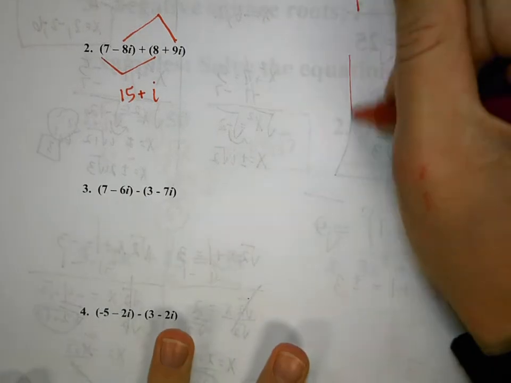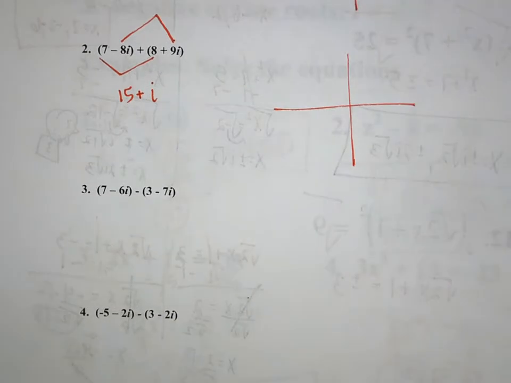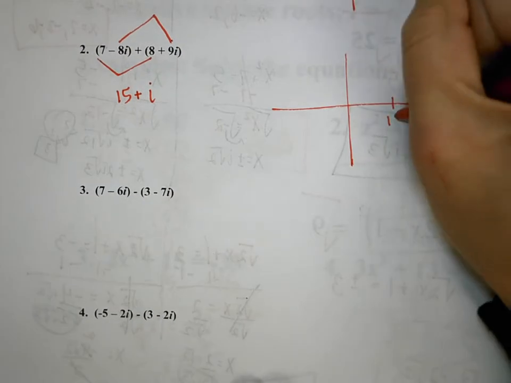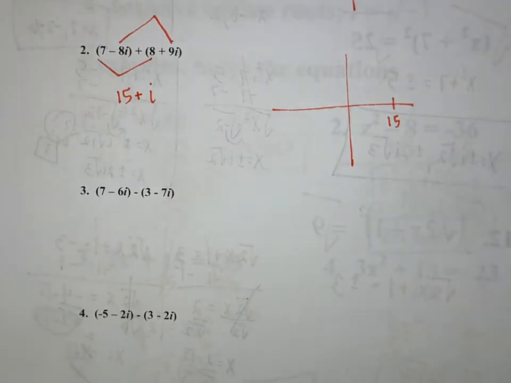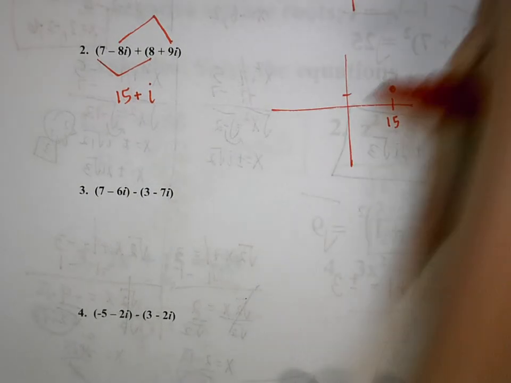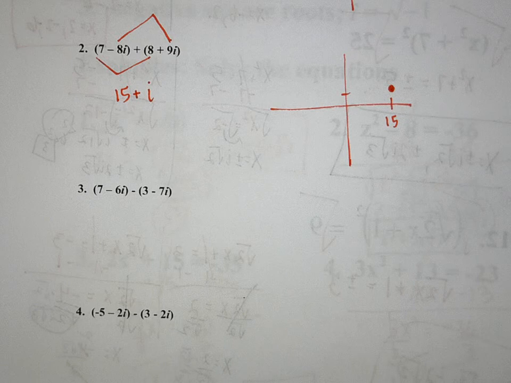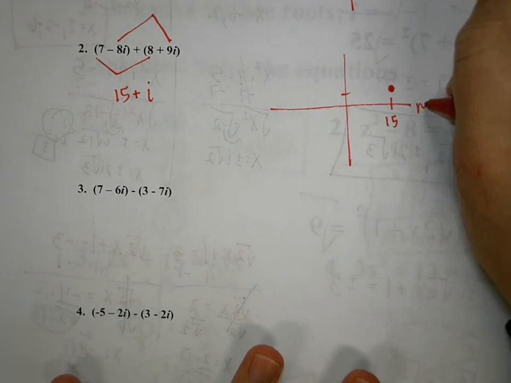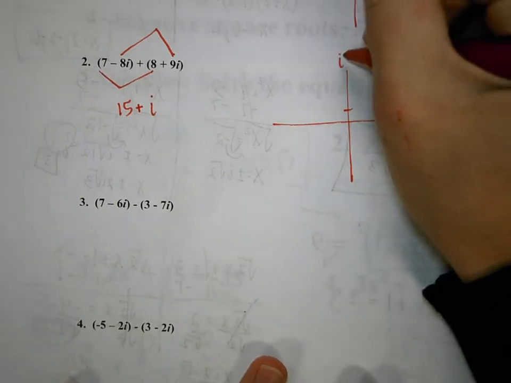When I plot this, where am I going to go? 15 to the right, but I'm just going to make a dash and write 15. And then how many will I go up? 1, and make a point. So this is your real, and this is your imaginary.